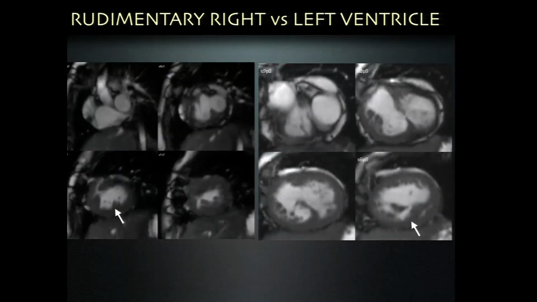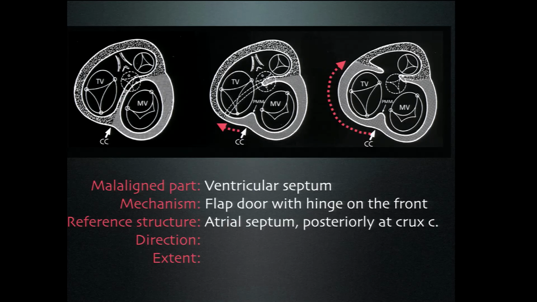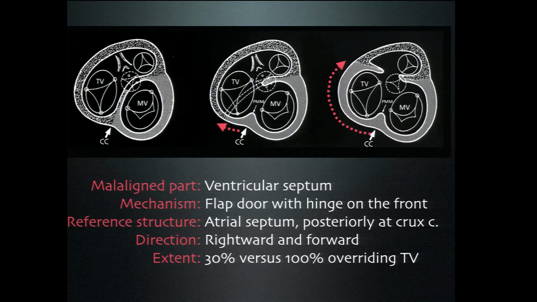So this is the tricuspid valve straddling. The malalignment part is the whole ventricular septum, not the inlet or the outlet only. The mechanism is a flap door with a hinge on the front. And the reference structure, this is important: the reference structure is the atrial septum, not the rest of the ventricular septum, and the posterior crux cordis in here. The direction is right and forward. The extent is 30% versus 100% overriding of the tricuspid valve.